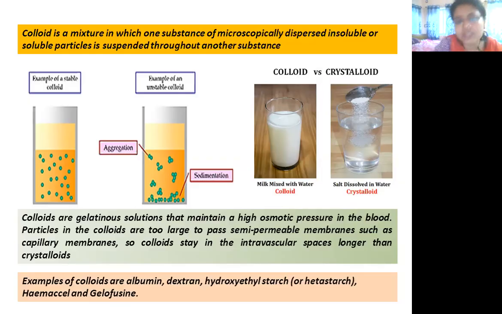So generally colloids are gelatinous solutions that maintain a high osmotic pressure in the blood. Particles in the colloids are too large to pass the semipermeable membrane, such as various types of capillary membrane. So colloids stay in the intravascular spaces longer than the crystalloid. That is a basic difference we can tell here. Examples of colloid are albumin, dextran, and hydroxyethyl starch.